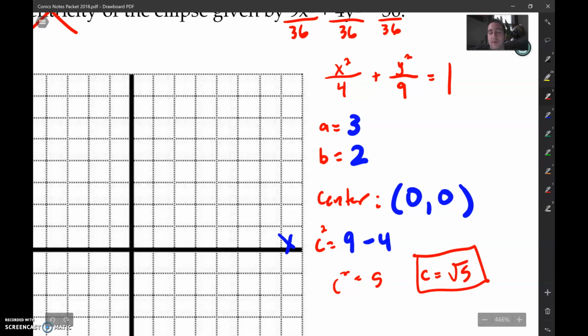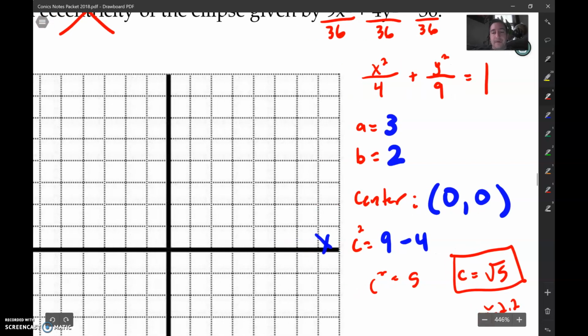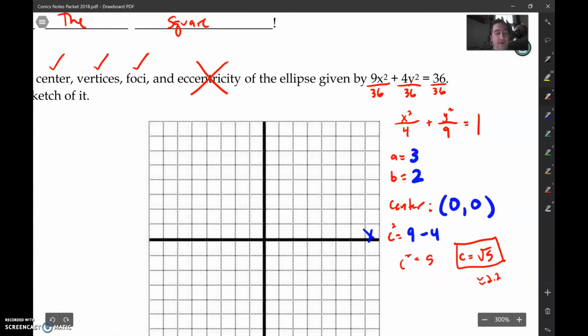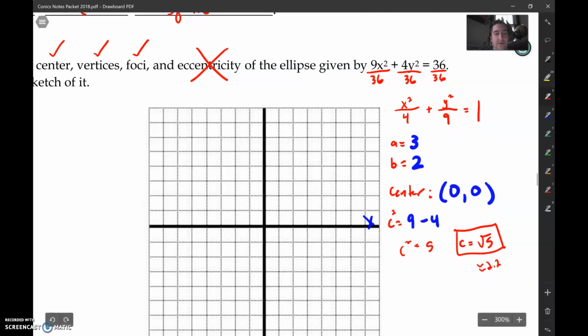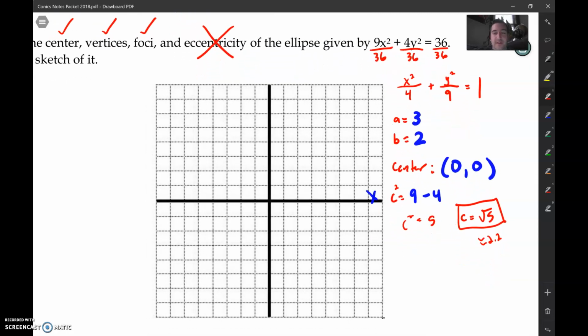But Mr. Smith, I don't know what the square root of 5 is. I don't know what that distance is. Just estimate. Square root of 4 is 2, so we'll just approximate that that's a little bit more than 2, 2.2. Okay? We got enough to put it all together, and I got 30 seconds to do it. If I don't do it, I'll finish it on the next video.